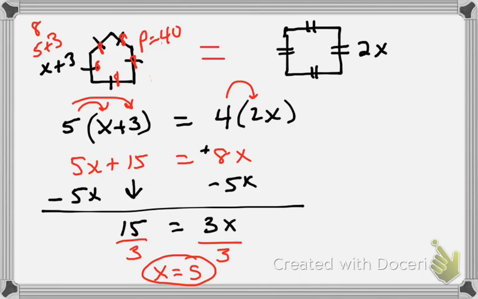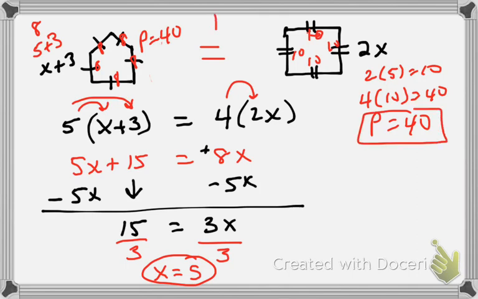Alright, we take the 5 and we plug it in over here, so 2 times 5 is 10. So this is 10, this is 10, and this is 10. If I'm adding up all the sides, there's 4 of them, and I multiply them by 10, that's 40. So my perimeter is 40.